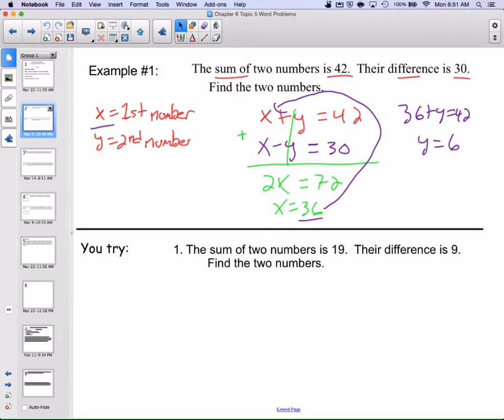All right, so in context, my final answer will look something like this. My two numbers are 36 and 6. Just write a small little sentence. All right, so you're going to want to pause the video and go ahead and try the u-try. It's very similar to the one above, so you can use that as an example.